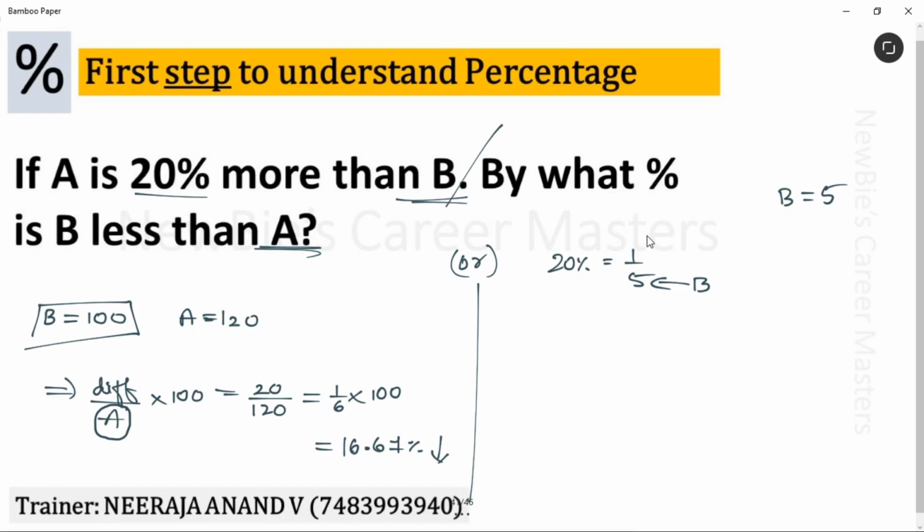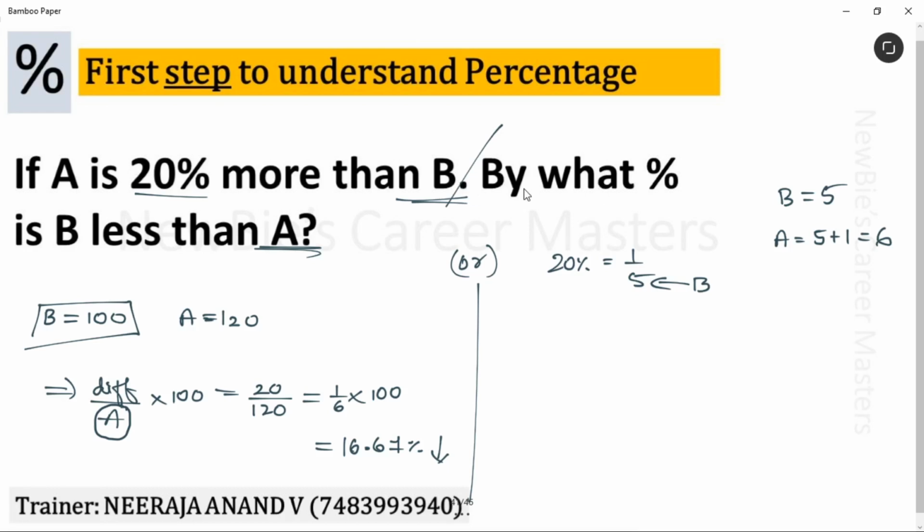What is this numerator? This is the difference, right? See, A is 20% more than B. What's the meaning of this? A value is more than B value. How much? Just check the numerator. That tells you how much. That means A is 1 more than B. That is 6. This simple it is.